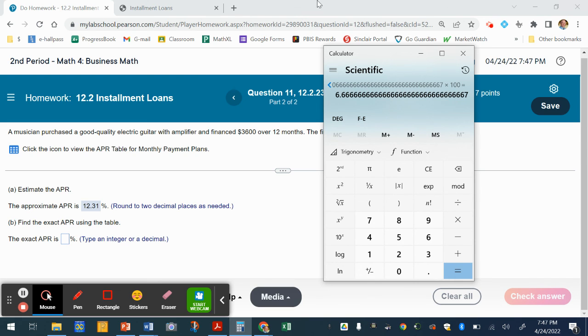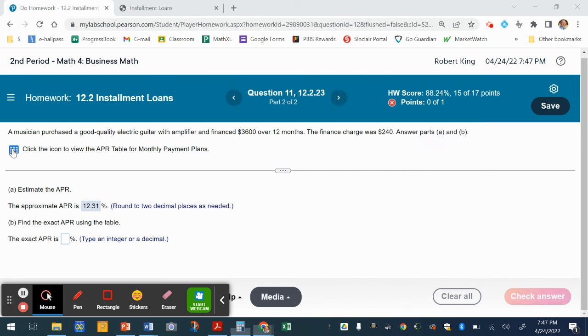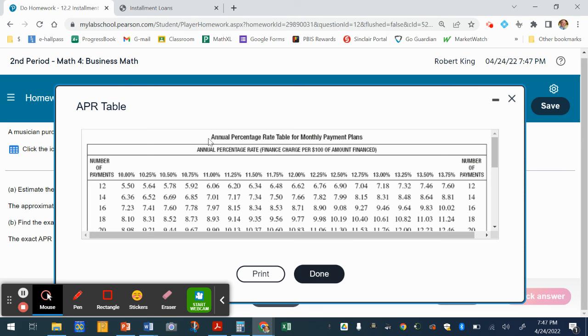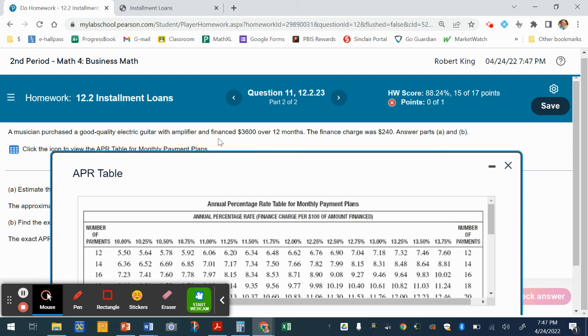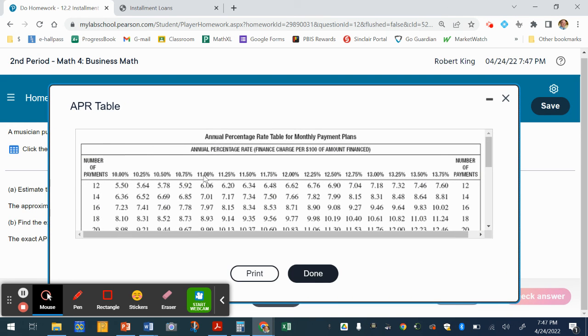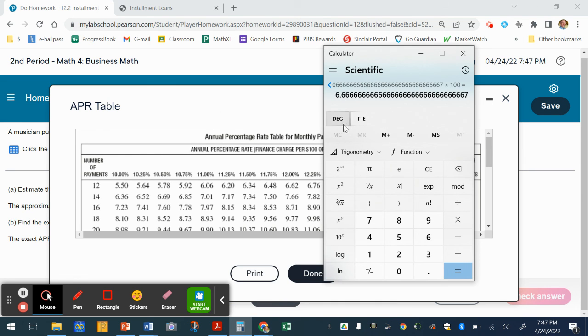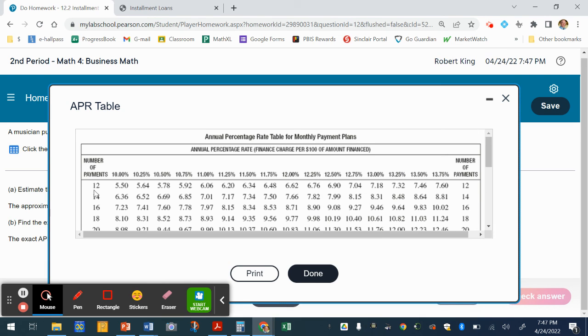And then we go to our tables. In this case, we're making 12 payments. So I'm going to go to the number of payments, row 12. And the number that came up in my formula is 6.66 repeating. So in the row 12, I'm going to get as close to 6.6 as possible. 6.62 is the closest, so the annual percentage rate is 12%.